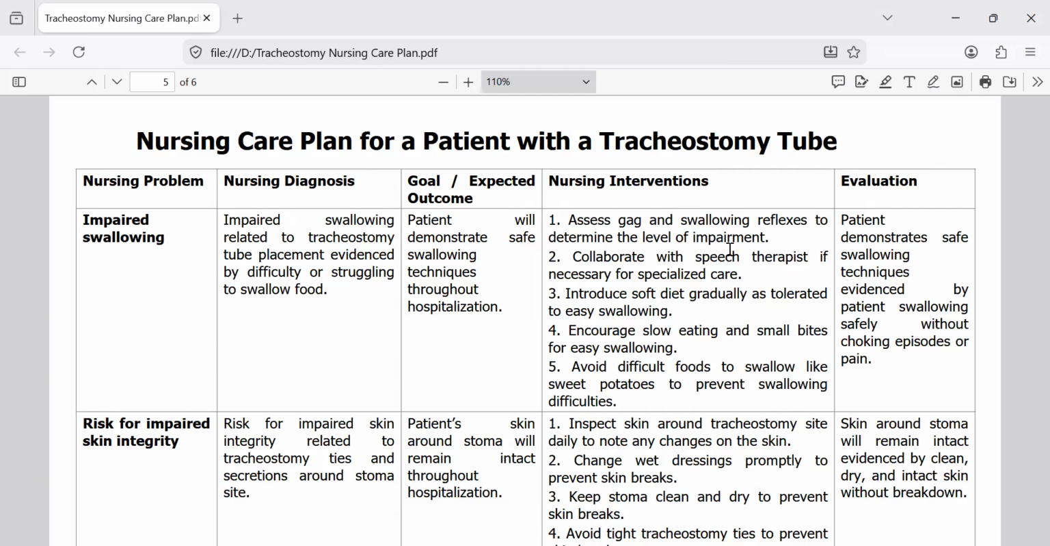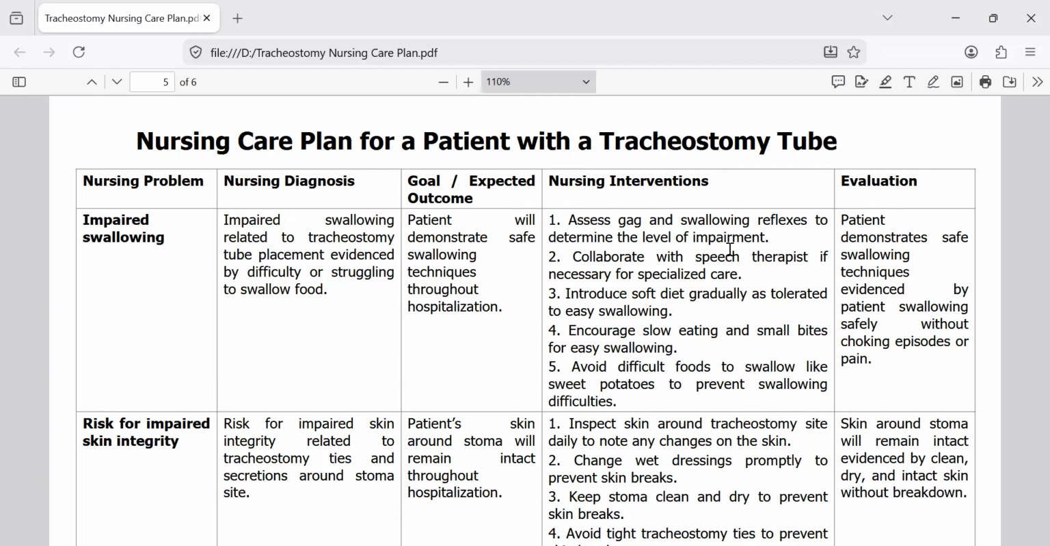Nursing intervention. Number one, I will assess the gag reflex and the swallowing reflex to determine the level of impairment. So when we talk about the gag reflex and the swallowing reflex, these are reflexes that assist in swallowing food. So we are going to assess them to determine the level of impairment, or rather, the inability to swallow. So we are going to assess these reflexes.